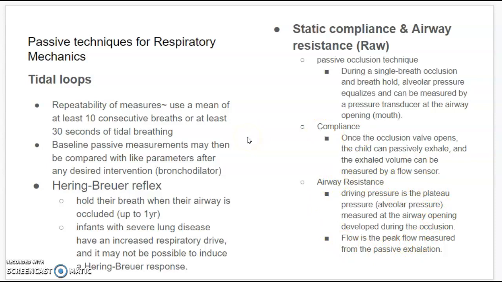Important to know is the repeatability of this. You need to use a mean of at least 10 consecutive breaths or 30 seconds. And then that's going to be what you're going to compare your measured results to. That'll be your baseline. Just a few notes on that.